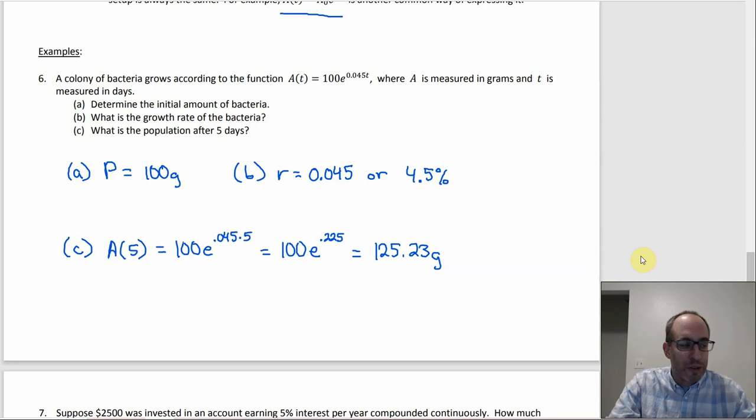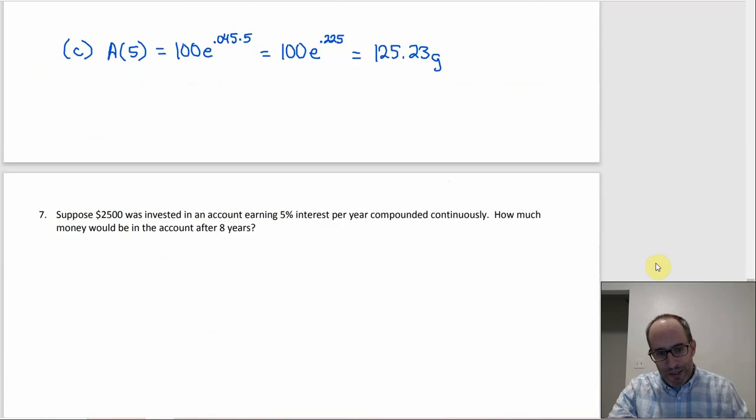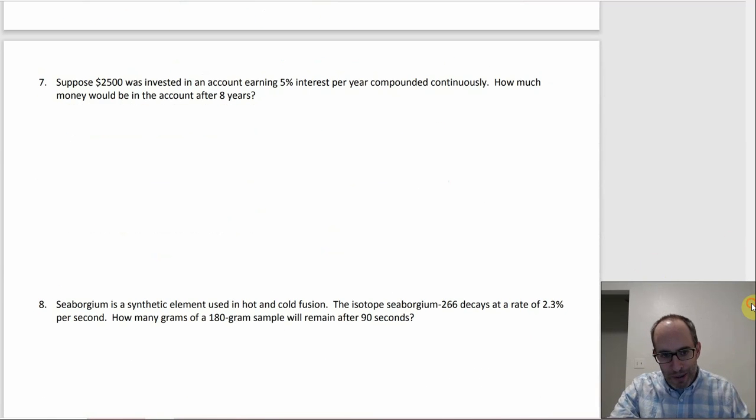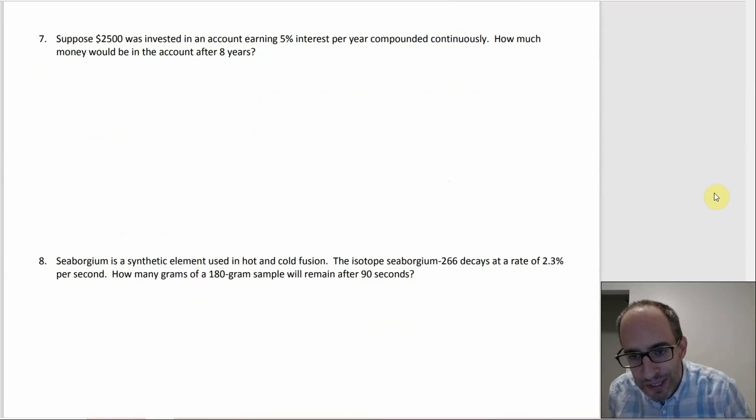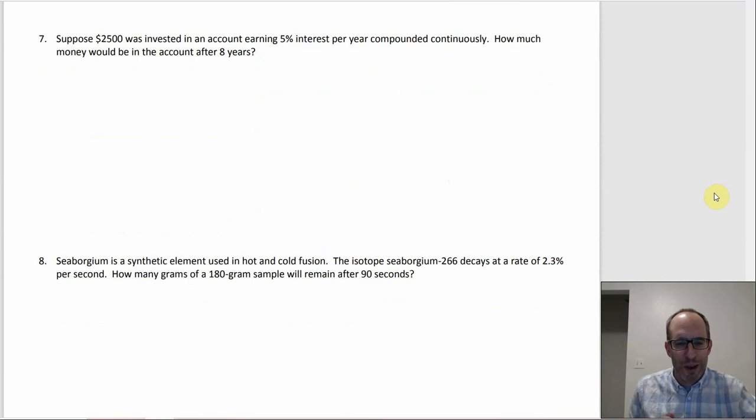And you might have to do that depending on what sort of calculator you've got. All right, next, there's some continuously compounded interest. So $2,500 invested in an account earning 5% interest per year compounded continuously. How much money would be in the account after 8 years? Okay, let's see what we're being given here.